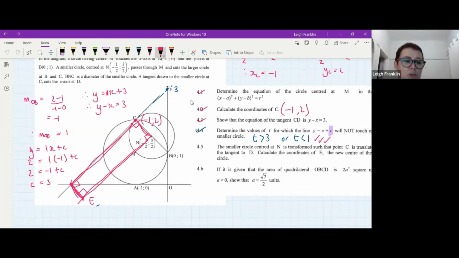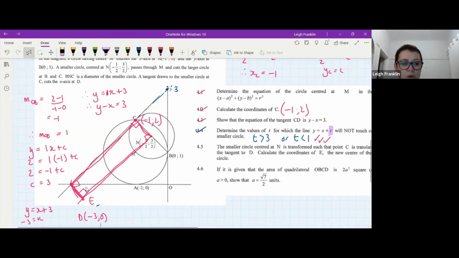Yes, we absolutely can work out the x coordinate at D because we know the equation of line CD. We know it's the line y equals x plus 3. To work out the x coordinate at D, we would have to let y be equal to 0. So that means that x would be equal to -3. So at D, the coordinates are -3 and 0.